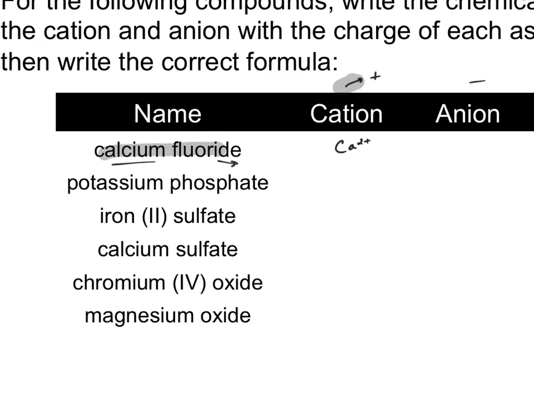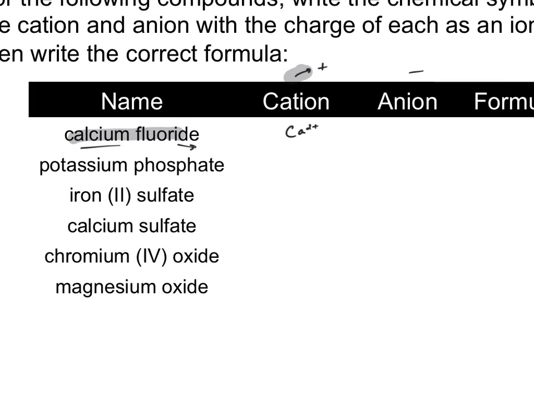Second, fluoride. This is our nonmetal. This is our anion. It's going to gain electrons. And fluoride, because it's in group 7, just needs one more electron. So our anion here is fluoride 1-, because it gains one more electron to get to the nearest noble gas.